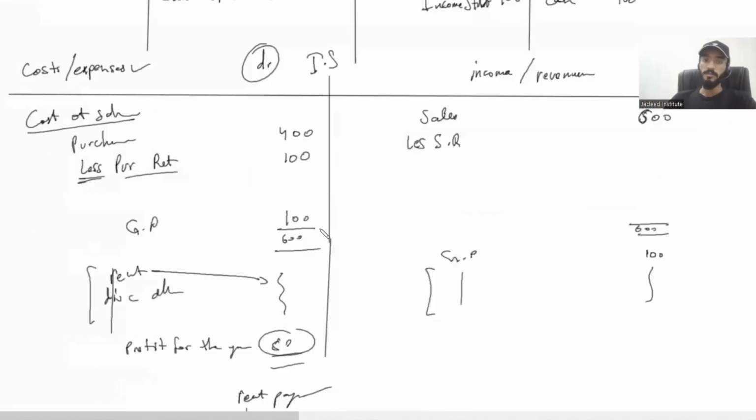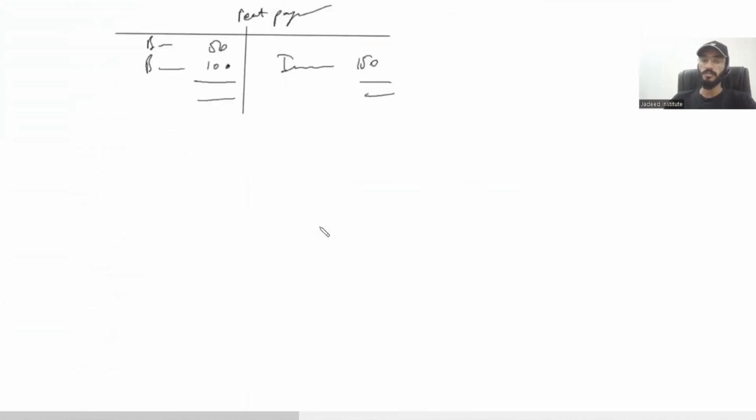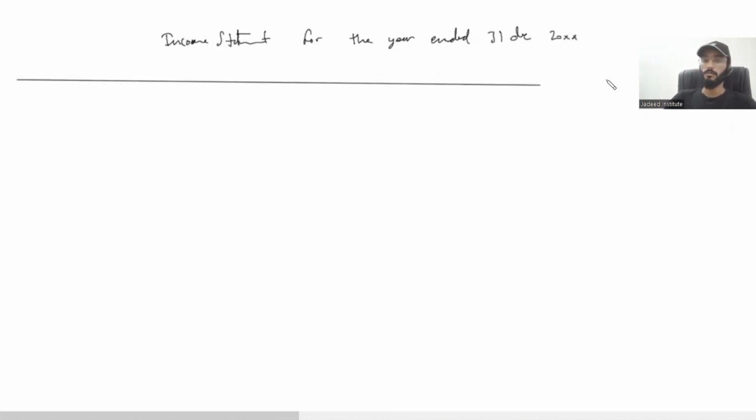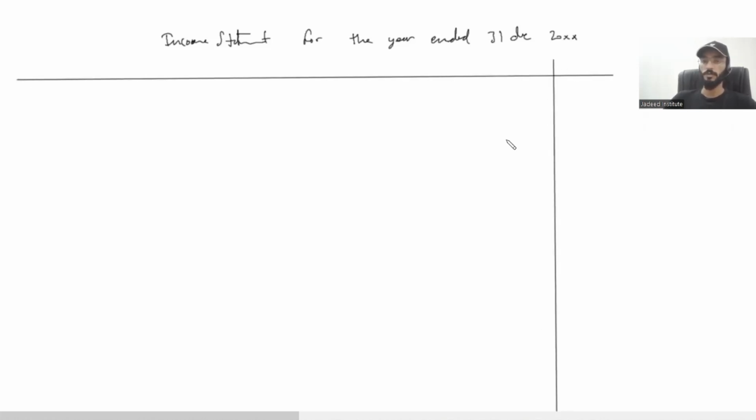All right, we'll revise the vertical format, which will be tested in the exam. The heading is always income statement, for the year ended, could be anything, let's say 31st December 2000. That's the heading mostly. And then we have 3 columns most of the times.